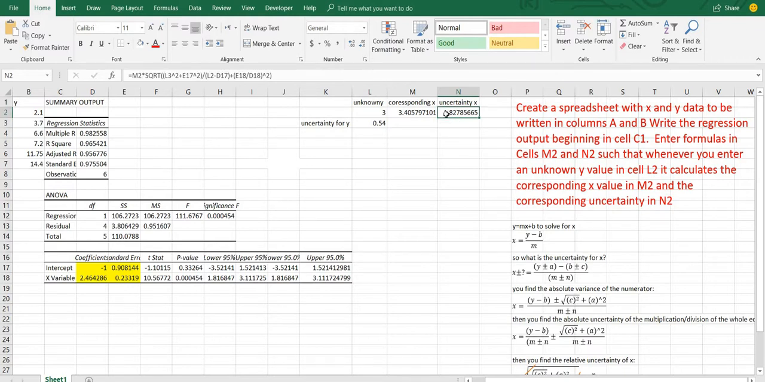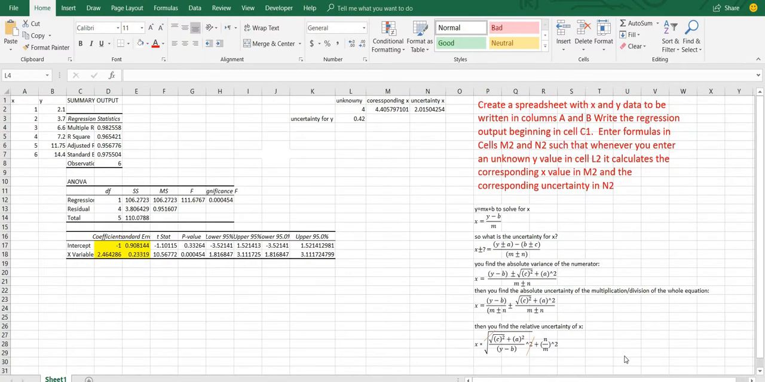And now we made a formula to calculate the uncertainty of x, and we also made a formula to calculate the corresponding value for x. So let's say if we want to change the value of y, it will automatically change the value of x. And the same thing if you want to change the uncertainty for y, it will automatically change the uncertainty for x.